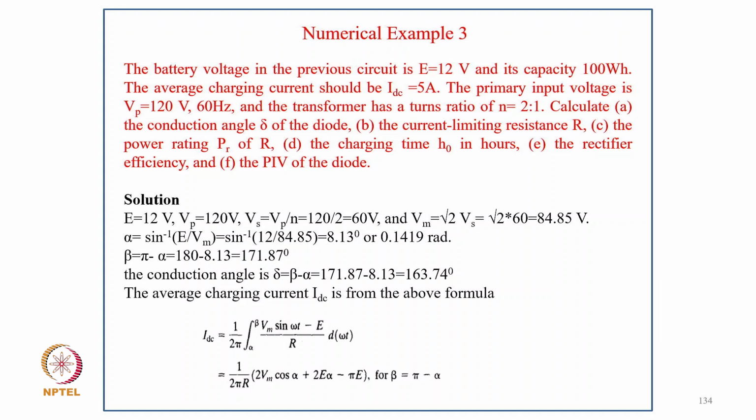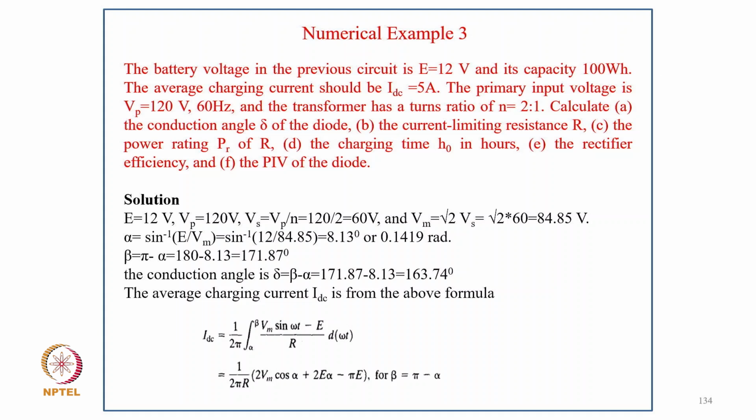So E equal to 12, P equal to 120, Vs equal to Vp upon N, that is 120 upon 2, 60 volt, and Vm equal to root 2 times Vs, that is 84.85, and alpha equal to sin inverse E upon Vm, that becomes 8.13 degree, and beta equal to pi minus alpha, so it becomes 171.87, and the conduction angle delta equal to beta minus alpha, that becomes 160.74.